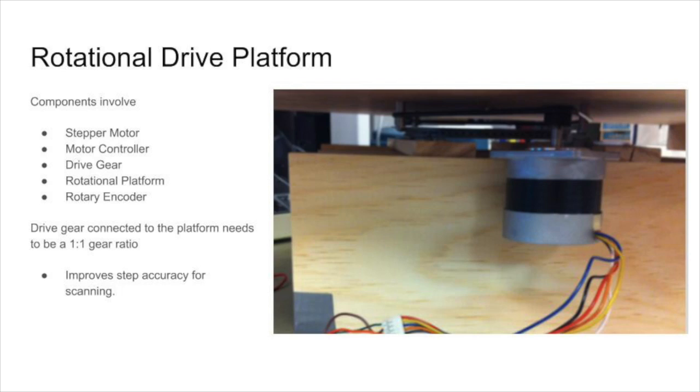The rotary encoder is actually connected straight to the stepper motor, and this is so that the system has memory, and so it would actually know how many steps it took, as well as how many steps it needs for a full rotation, in order to figure out how many steps it needs in order to stop.